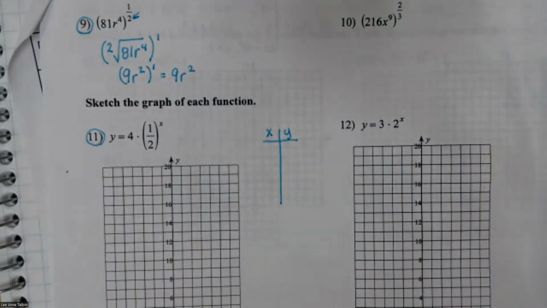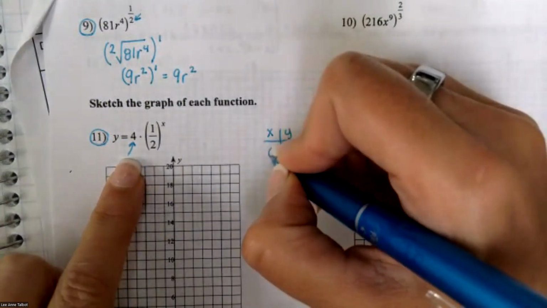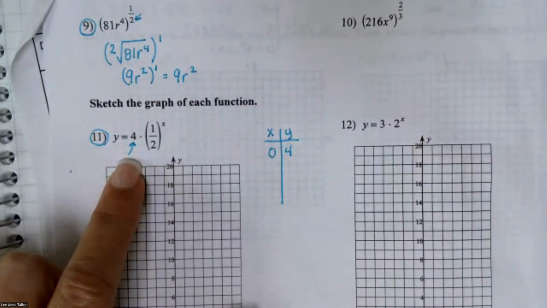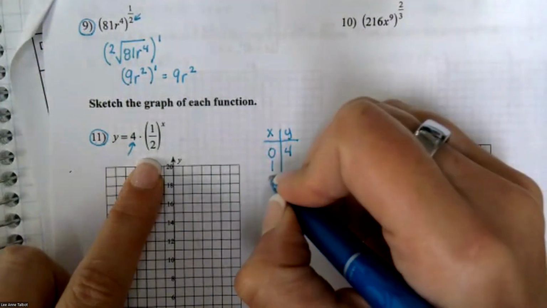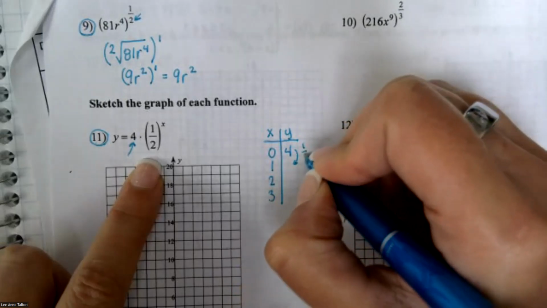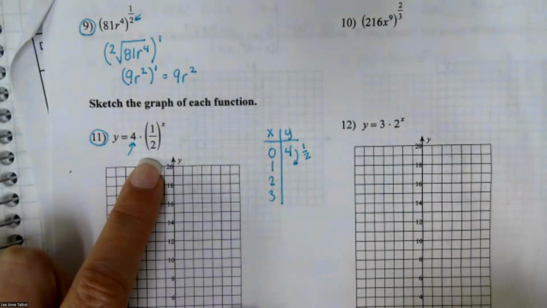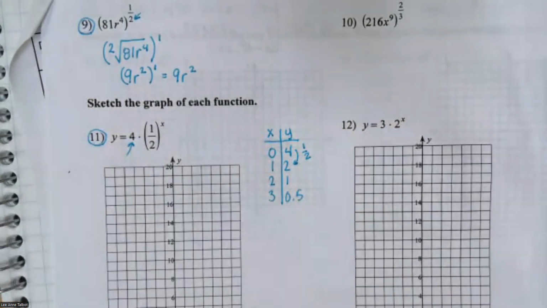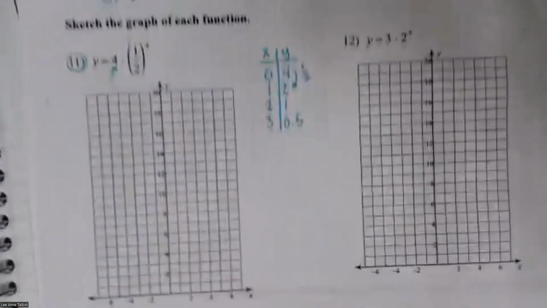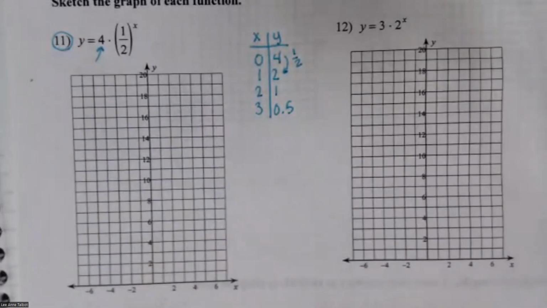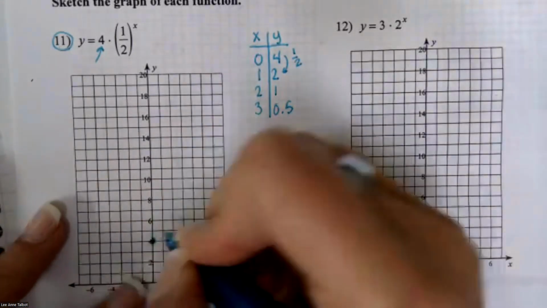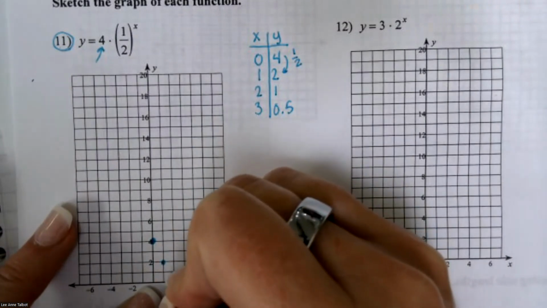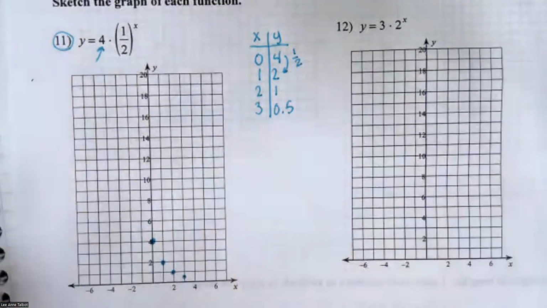But anyway, okay. So what you do is you look at the number in front, and that's the start. So 0, 4. And then the multiplier is 1/2. So you multiply by 1/2 each time to go through the table. So 2, 1, 0.5. Does that make sense to you guys? Is it coming back to you? Anyone? Okay, now we graph those: 0, 4; 1, 2; 2, 1; 3, 0.5.